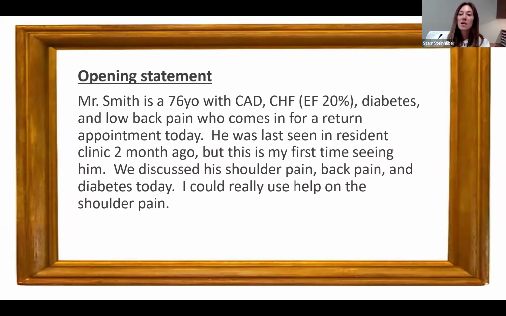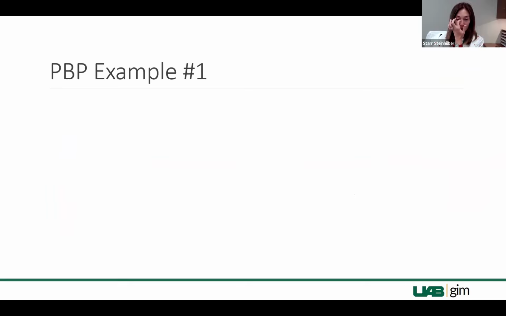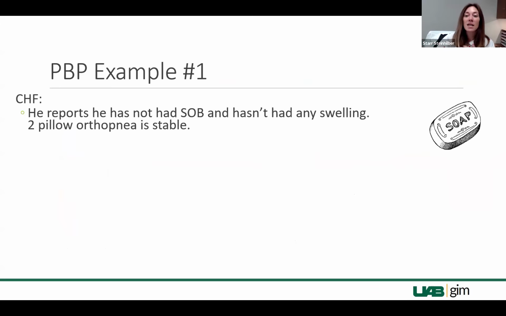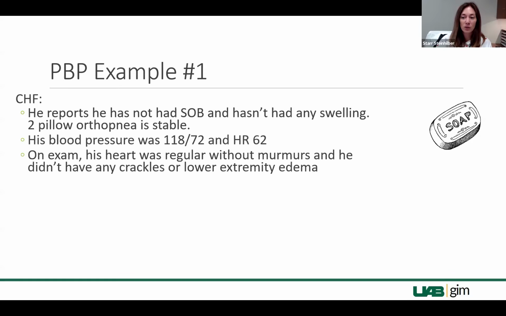So for Mr. Smith, they discussed shoulder pain, back pain, and diabetes. I could really use help on the shoulder pain. So the resident would say, for shortness of breath, he reports he's not had shortness of breath and hasn't had any swelling. His 2-pillow orthopnea is stable. His blood pressure is 118/72 with a heart rate of 62. On exam, his heart was regular, no murmurs, and he doesn't have any crackles or lower extremity edema.